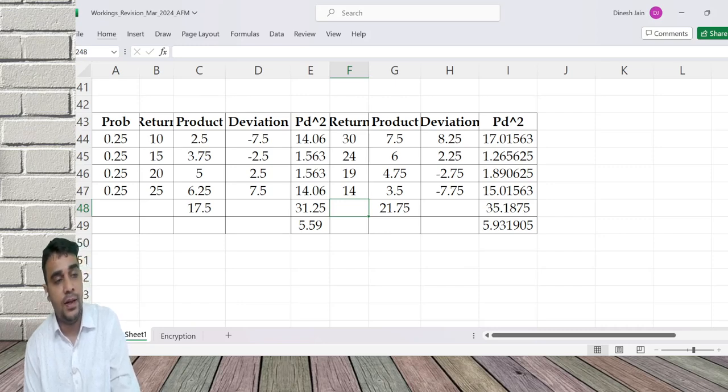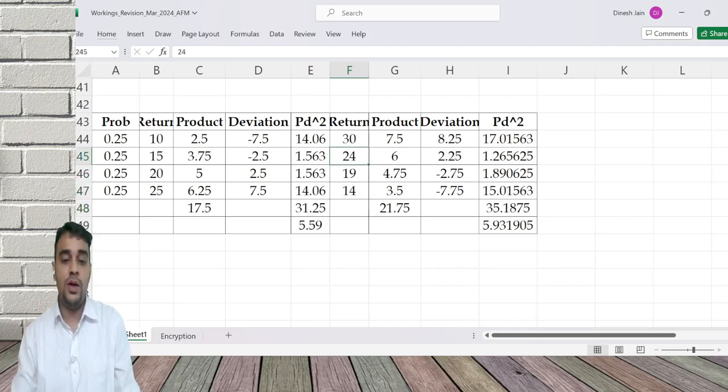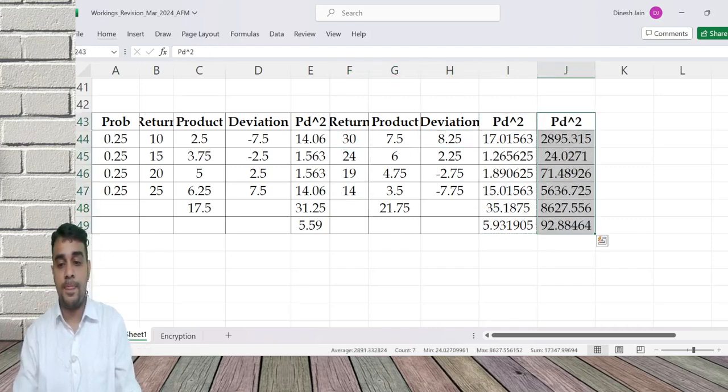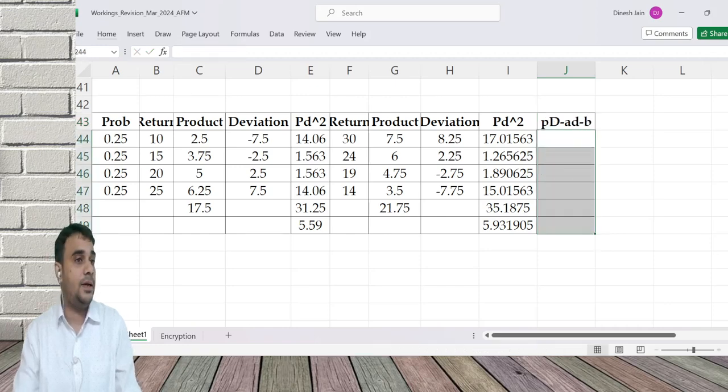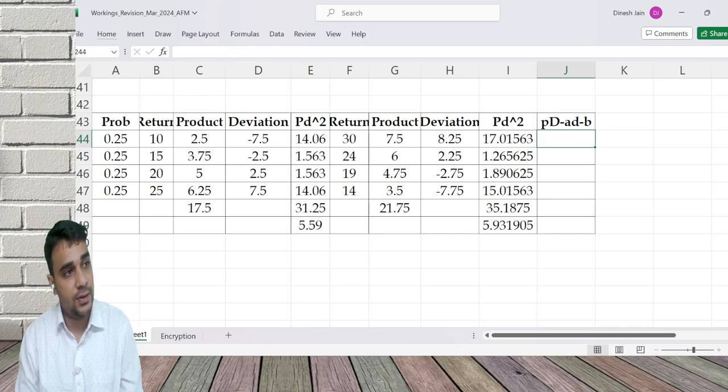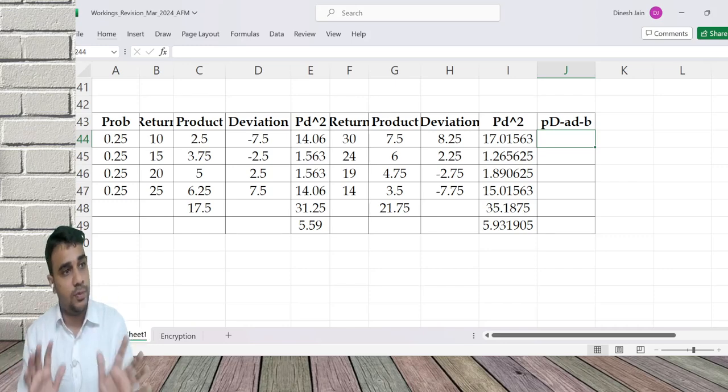For example, if the first scenario happens, I will have poor performance from the first security, but very good performance from the second security. And when the last scenario happens, bad performance from the last security, good performance from the first security. So what we do is probability into deviation of A into deviation of B. Be in listen mode. You will do one problem along with me in some time.